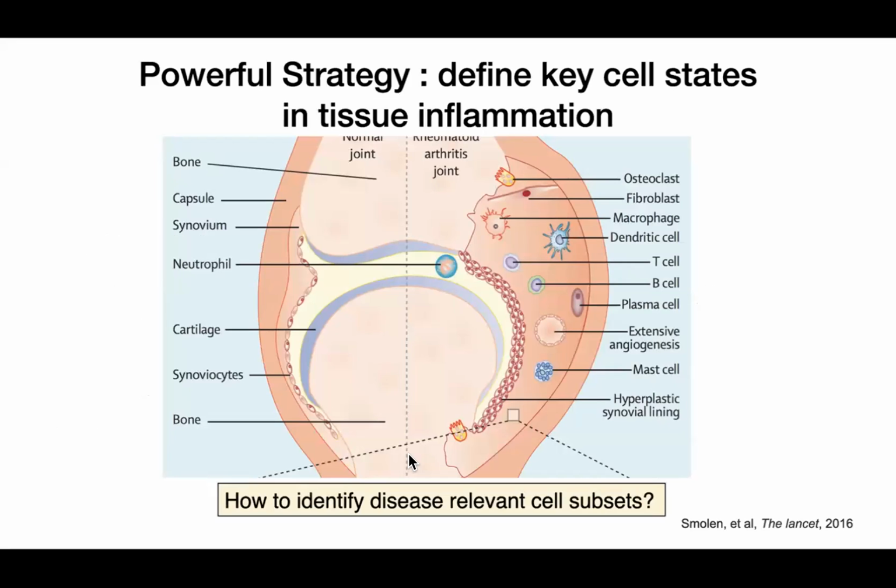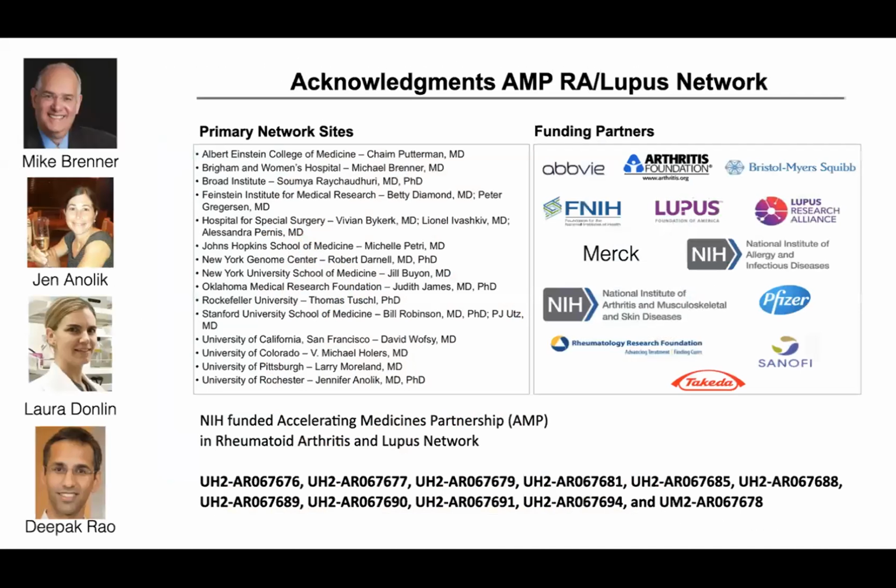The first part of the talk, I'm going to talk about work we've been doing to define key cell states in tissue inflammation. Indeed, if you look at this inflamed synovium, you find all kinds of different cell types. What are the key cell states? Which ones are expanded, and so on.